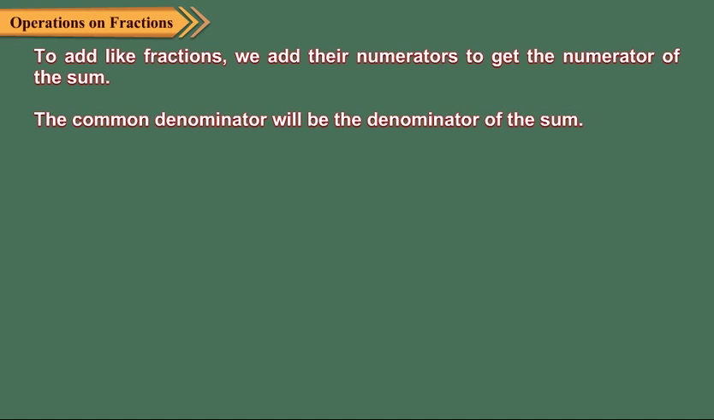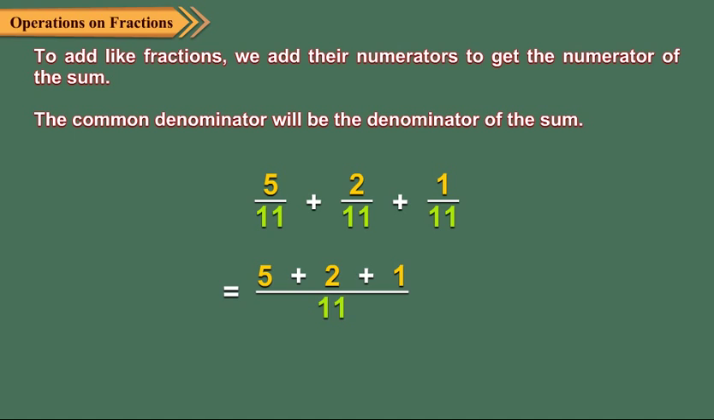For example, to add 5 upon 11, 2 upon 11 and 1 upon 11, we add 5, 2 and 1 to get 8 as the numerator of the sum. In the denominator, we write the common denominator 11.